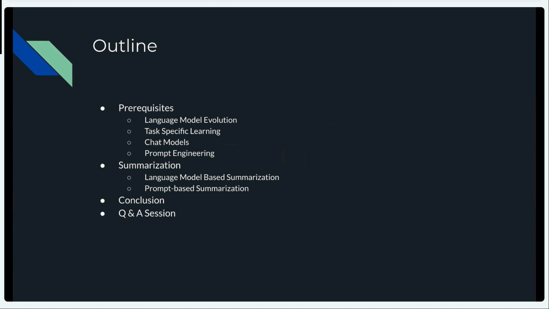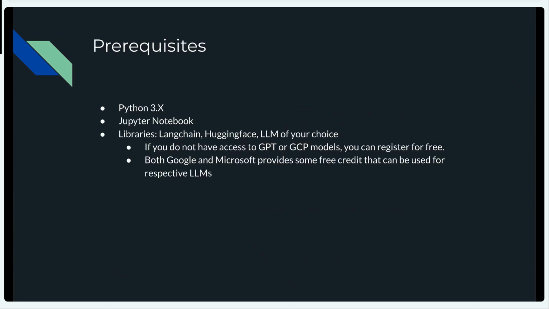We will talk about the challenges that you can face with the summarization of long documents, and then we will conclude this session. So let's first take a look at the prerequisites that you need to run the code that I have available with me. You can use any Python version, and it's better if you have a Jupyter Notebook kernel or Jupyter Server installed. As for libraries, we will be using the Hugging Face library and Langchain.